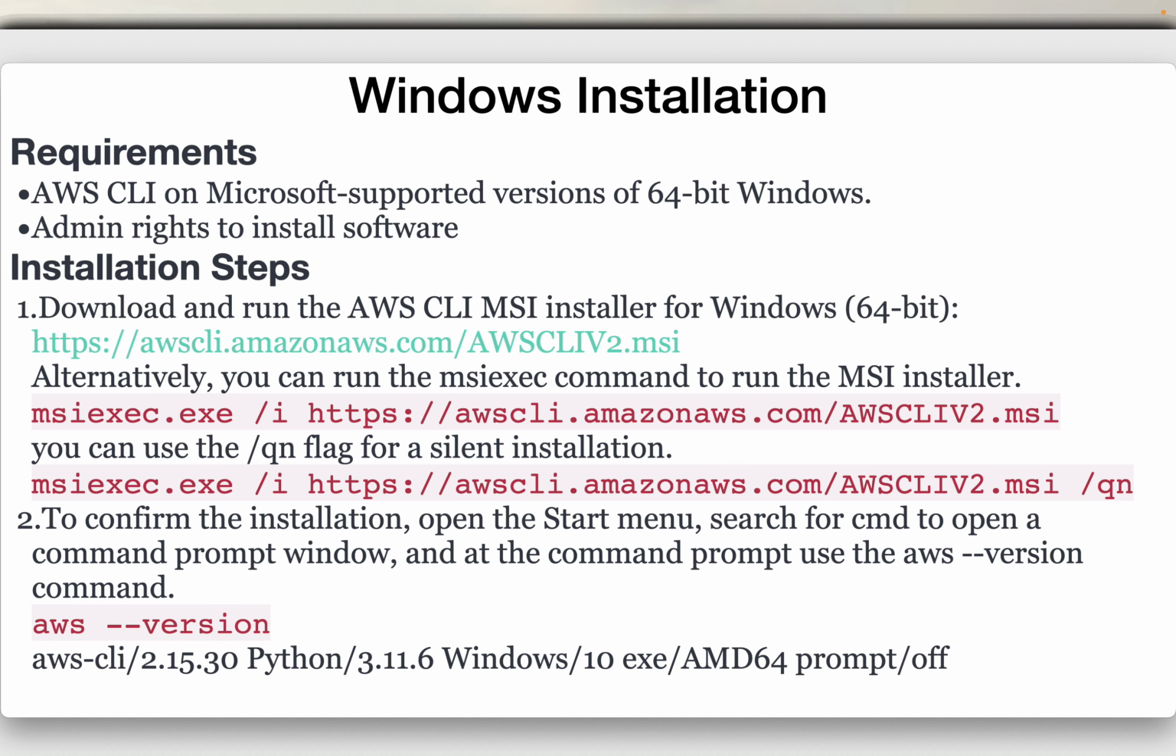So, Windows installation. Basically you will install from this particular link, or if you just search Google for AWS CLI download, you will be directed to this link, and you can download the MSI, and you can run it by double clicking or running this command. If you want to have a silent installation, you can add /qn, otherwise just run it as it is. After you have run through the installer, you can run this command, aws --version. You should see some output like this to confirm that the installation is successful on Windows.